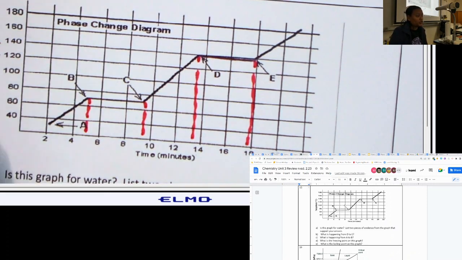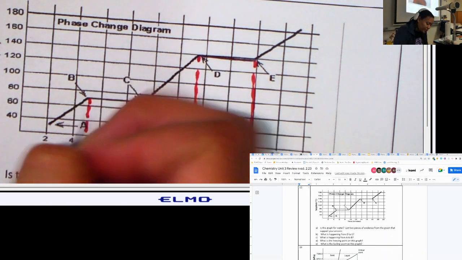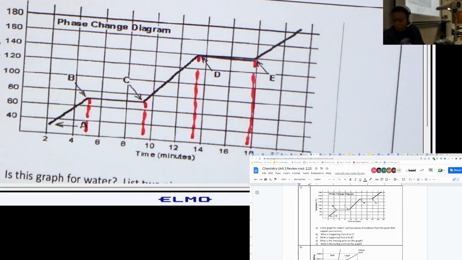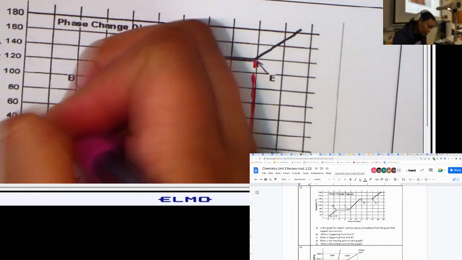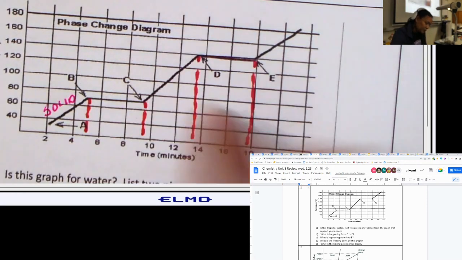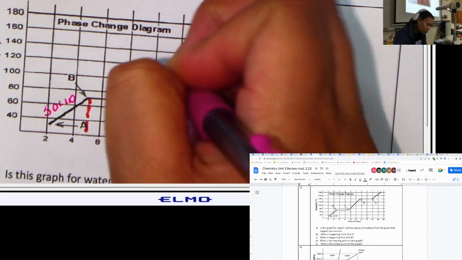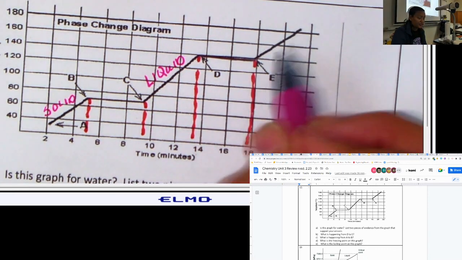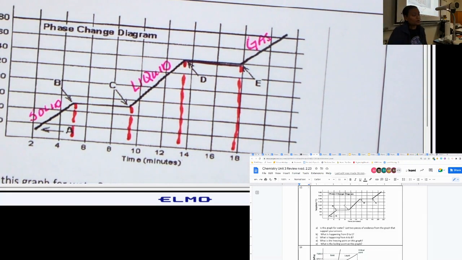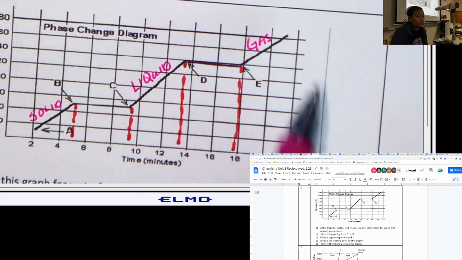Now, where your sloped lines are, that is where your states of matter exist. So from here to here, that's a solid. It's in a solid state of matter. Where this slope is, that is where you have a liquid. And right here, this last slope is where you have a gas. Totally solid, totally liquid, and all gas.